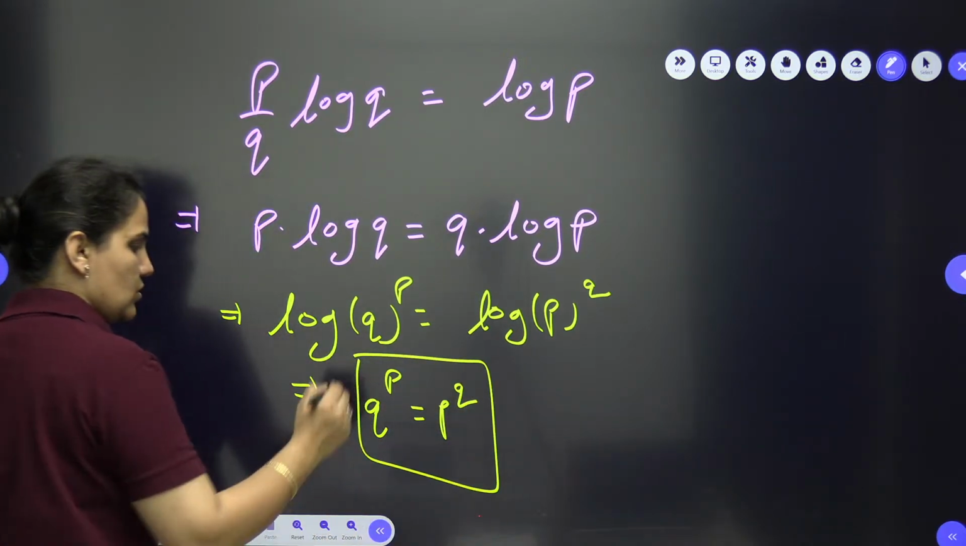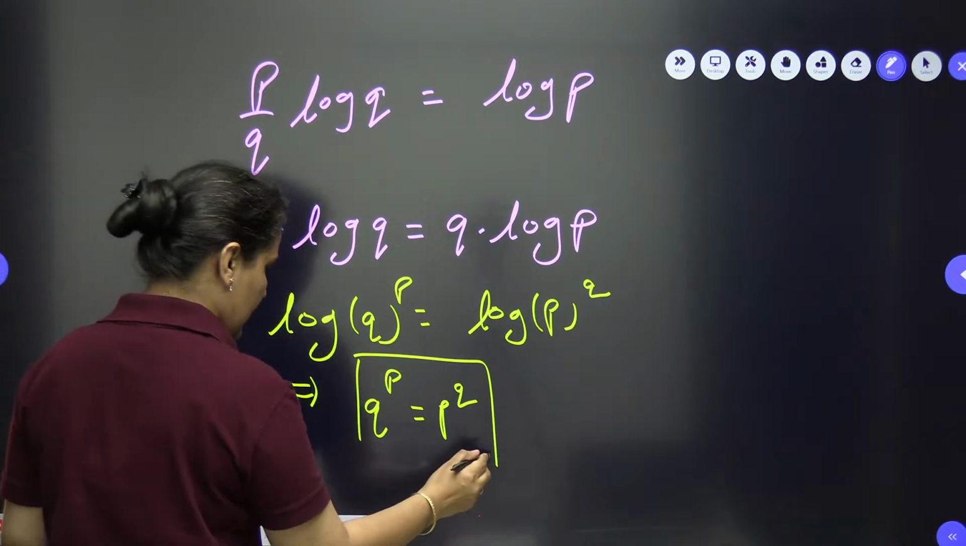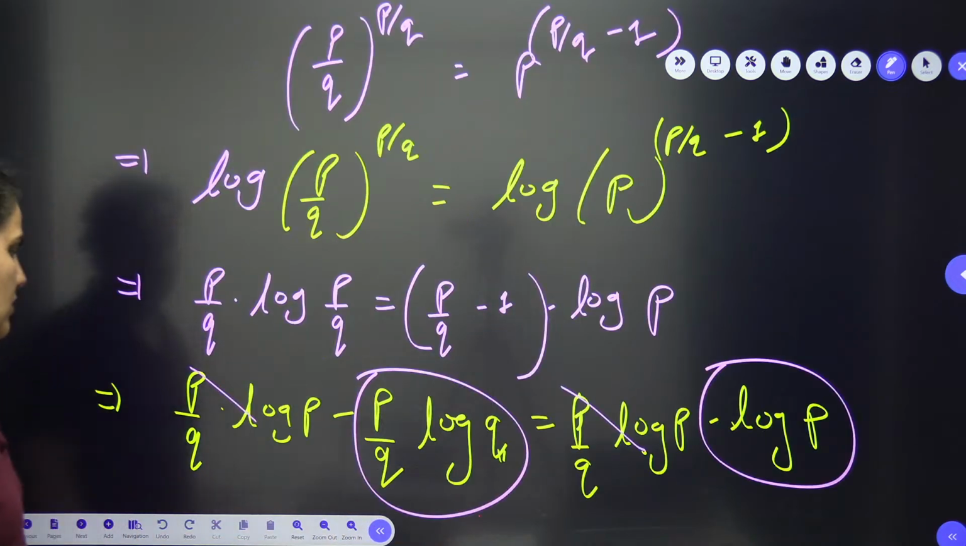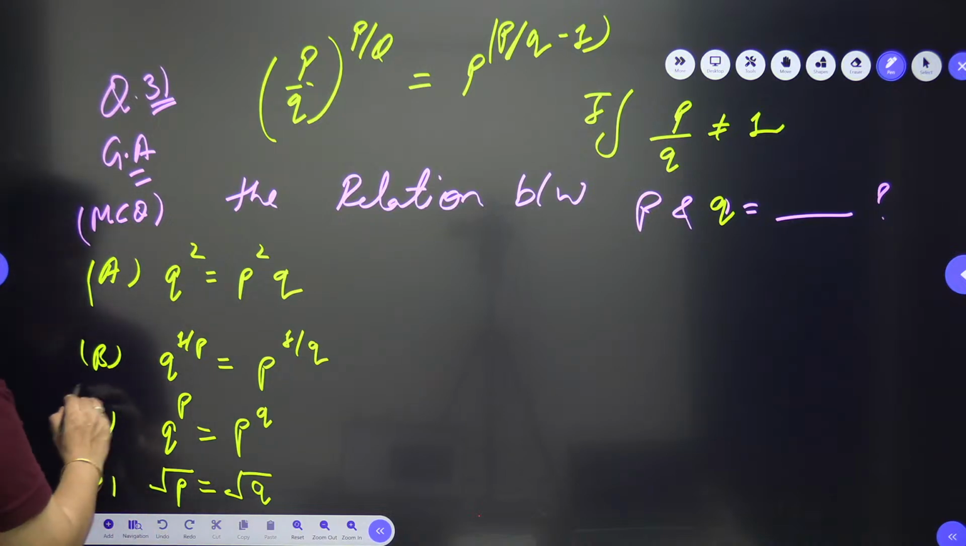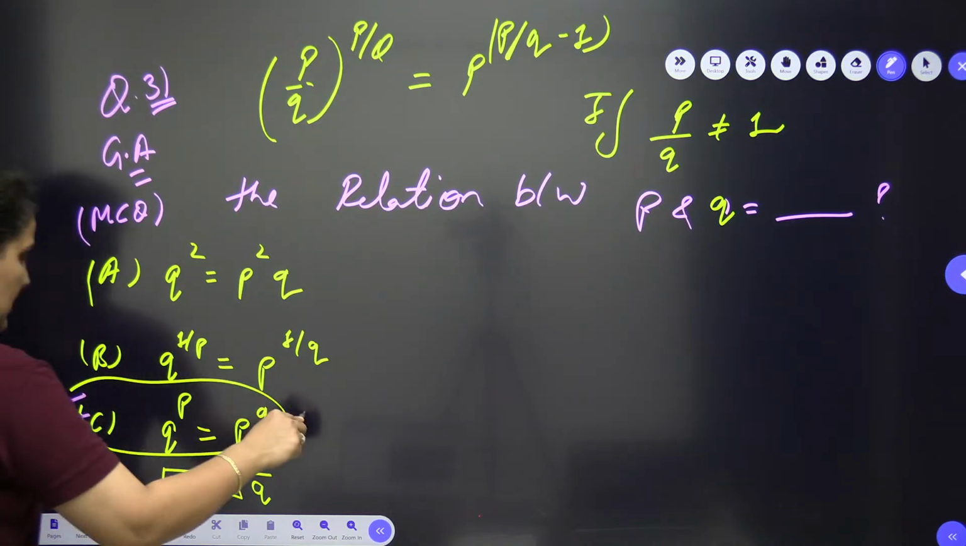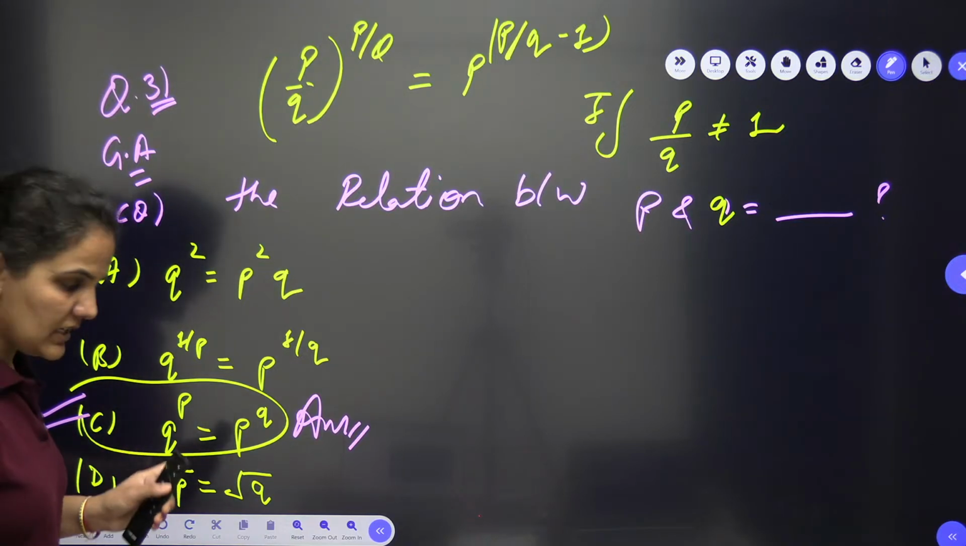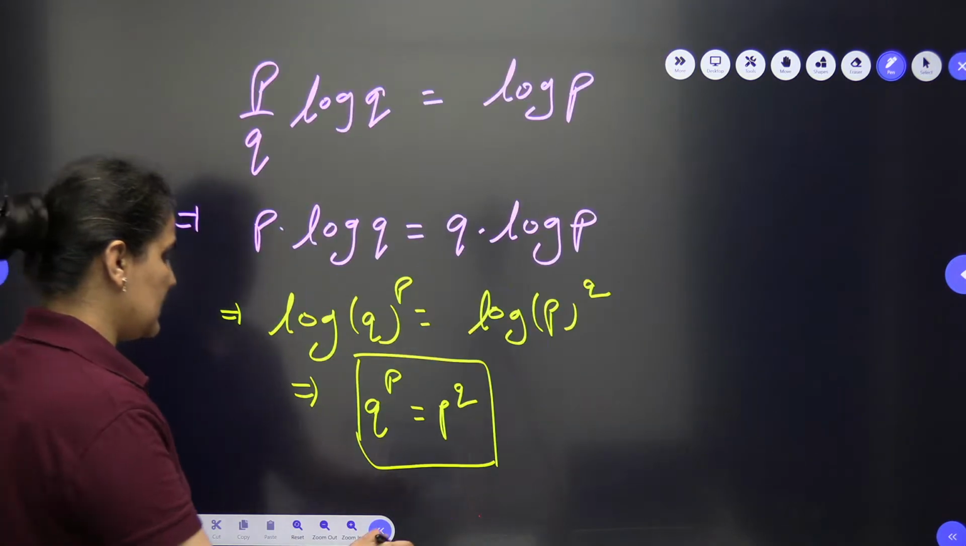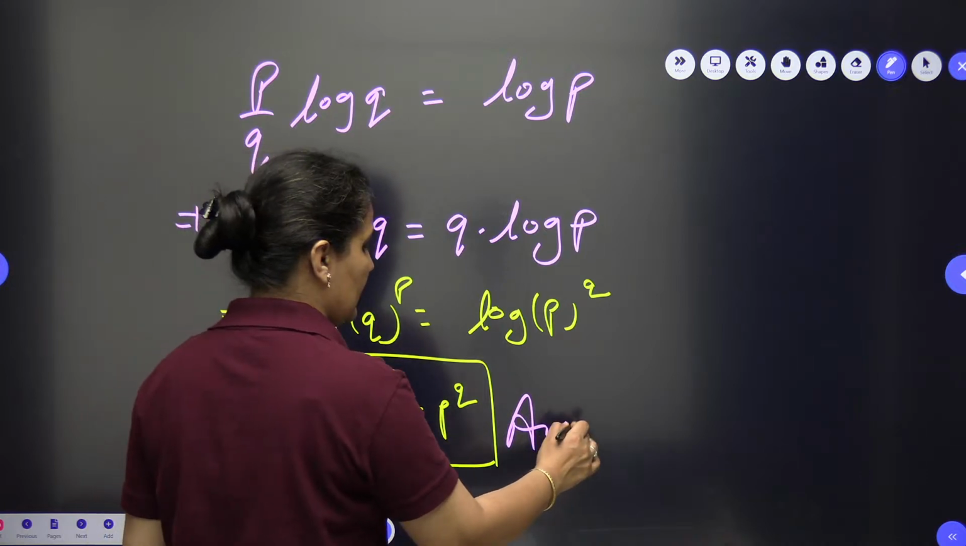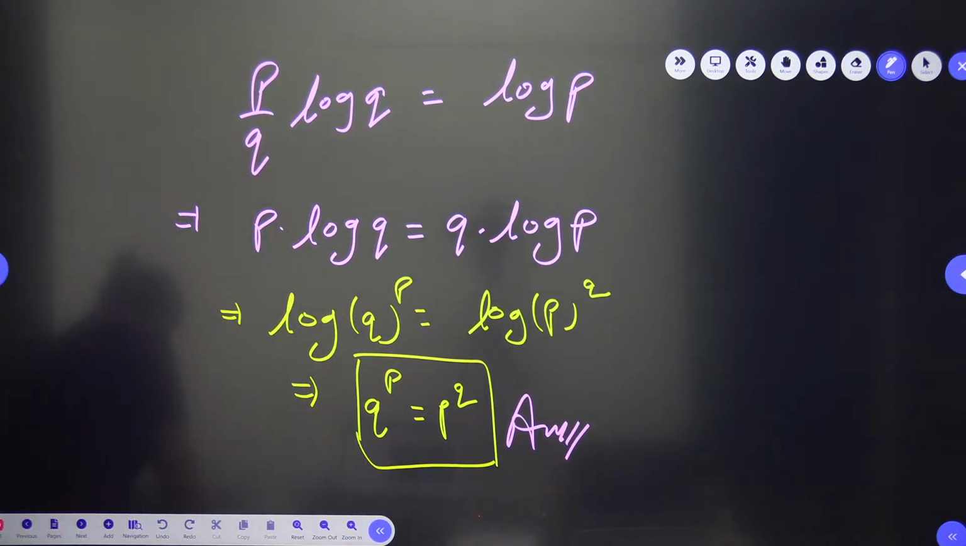So hence my relation should be Q power P equals P power Q. Look at the options. Do we have this in the options? We can check and then we will approach it. So Q power P, P power Q. Yeah, we have it in option C, which should be your answer. According to me, P power Q equals Q power P is your answer. So this will be the final answer. Very easily we can approach it.